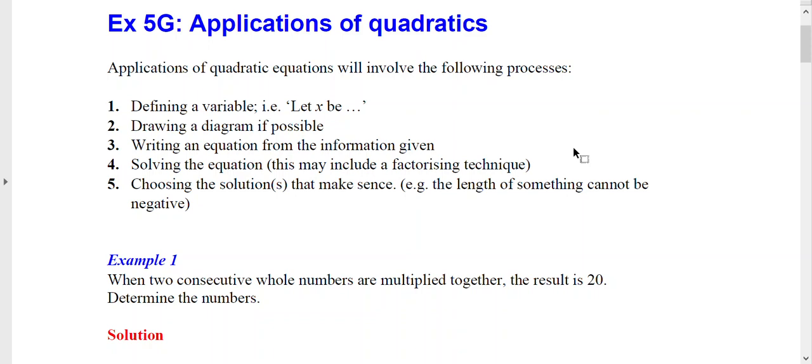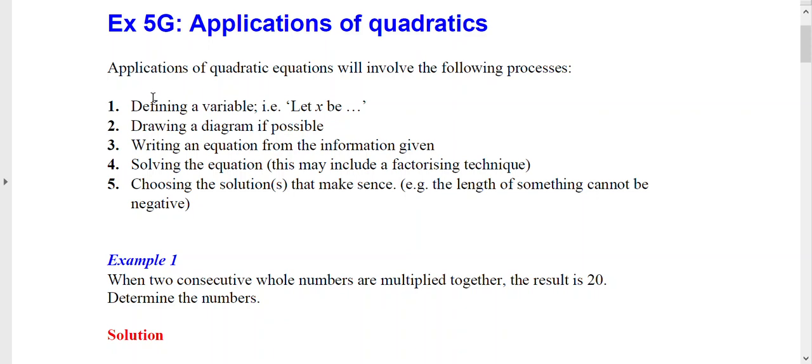Hello everybody. Today we're going to be looking at a topic called applications of quadratics. We're going to have to follow a process to solve application questions of quadratics, and here I've given you a little guide as to how you can solve application questions involving quadratics.